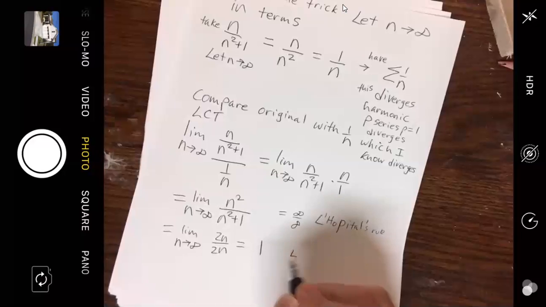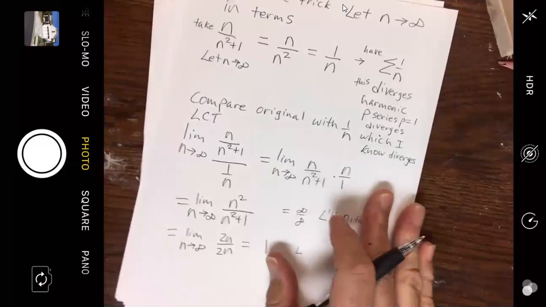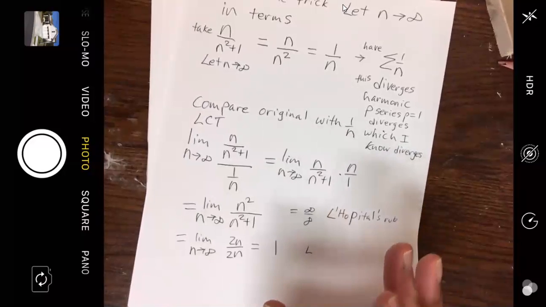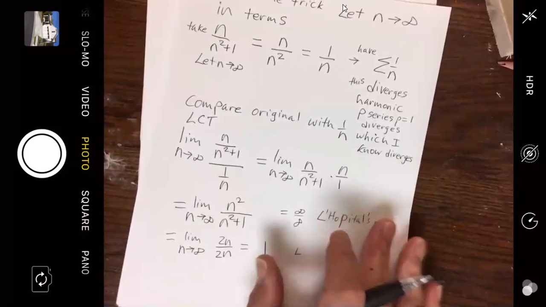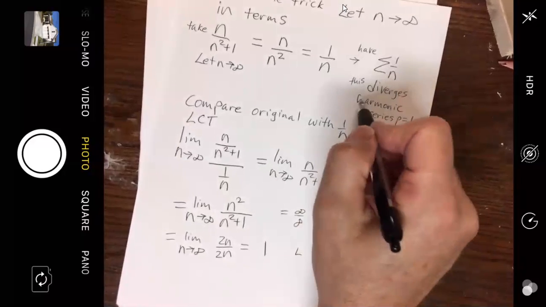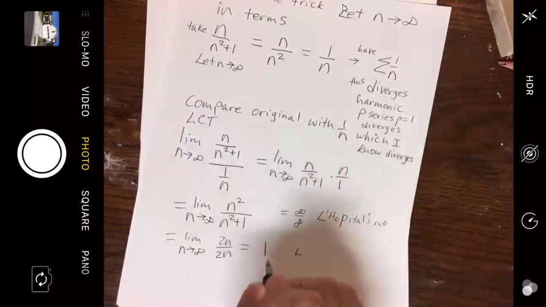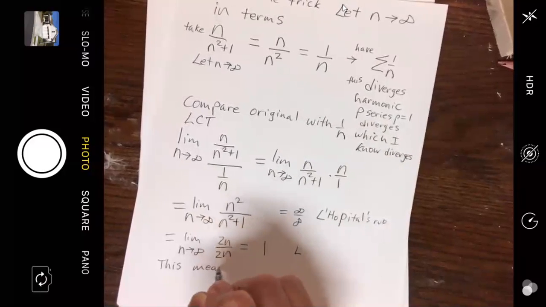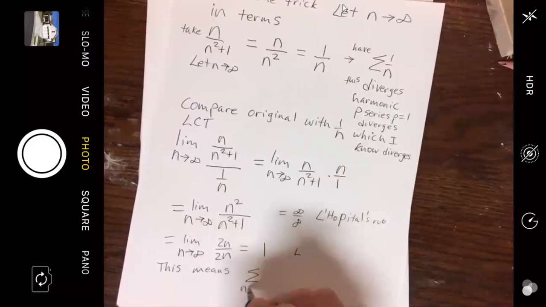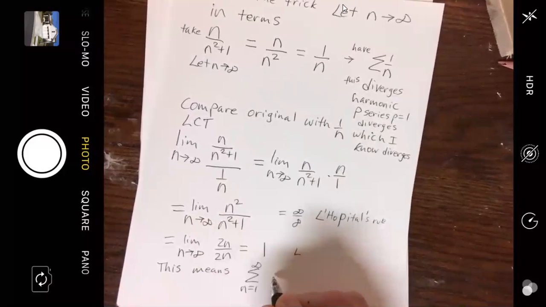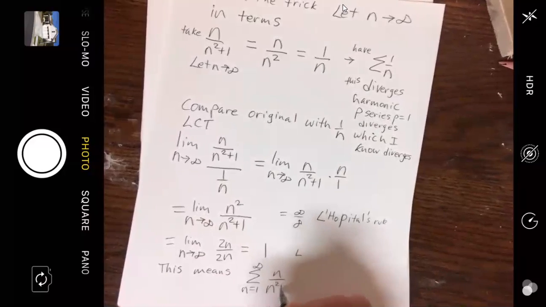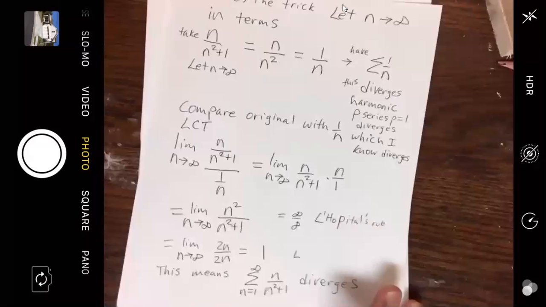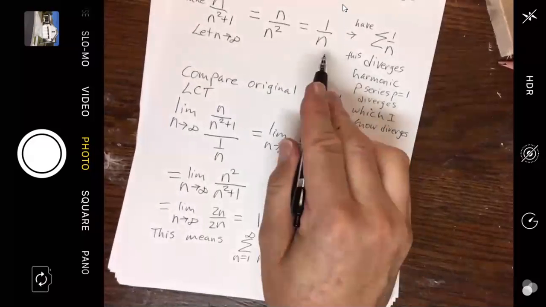And this is where things get tricky. We're used to thinking that if things come up finite, it always converges. But remember, you compared it to 1 over n, and that diverges. This means my original sum from n equals 1 to infinity of n over n squared plus 1 diverges, basically because it acts like 1 over n.